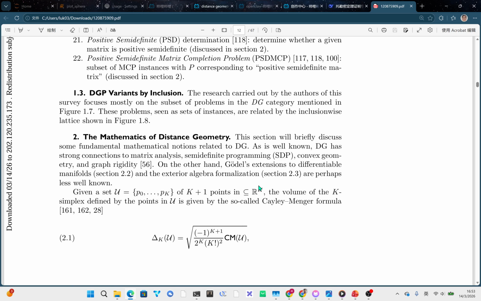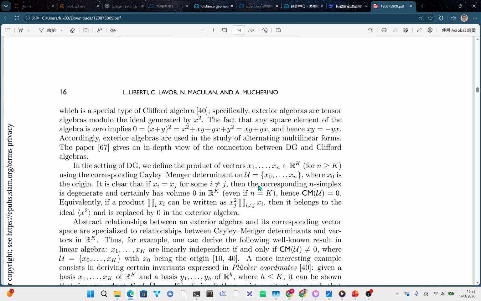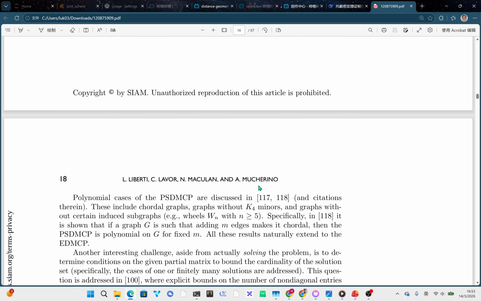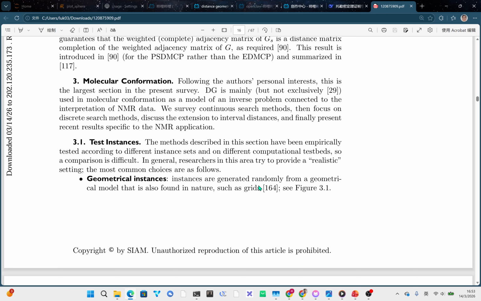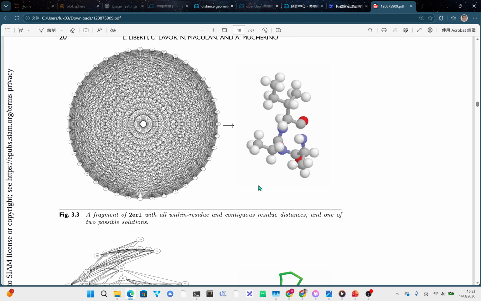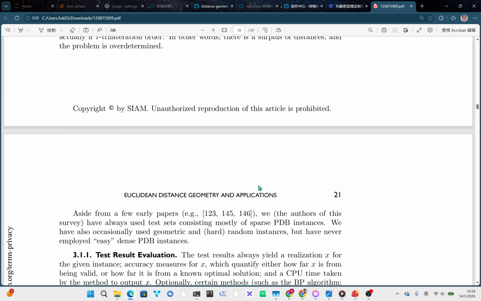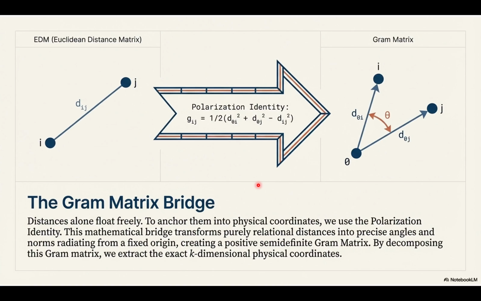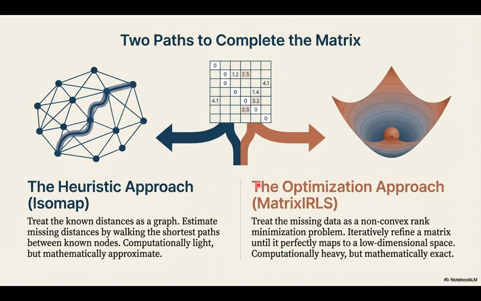Okay, so we have the theoretical bridge, but how do algorithms actually cross it when the starting data is mostly blank? That is the million-dollar question. Right, because if we don't have enough distances to form those rigid triangles, the Gram matrix has nothing to work with. Exactly. And our sources outline two incredibly different paths for dealing with the void: heuristics versus non-convex optimization. Right, two completely different philosophies for filling in the blanks. Let's look at path 1 first, the Isomap family.